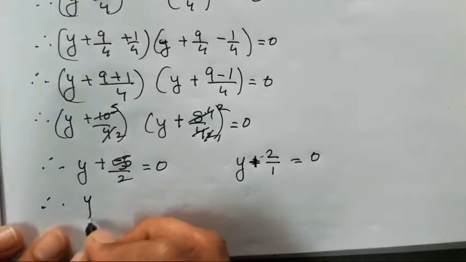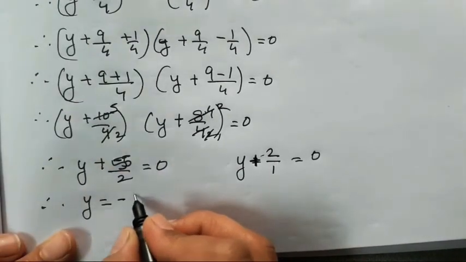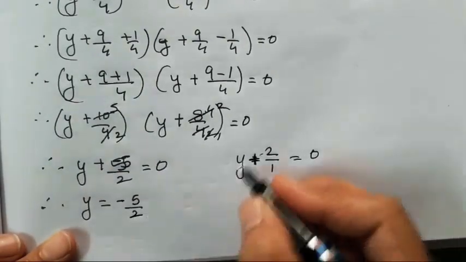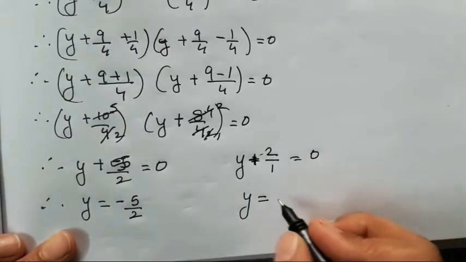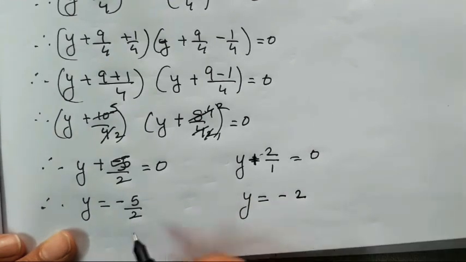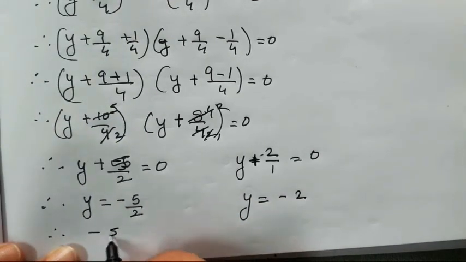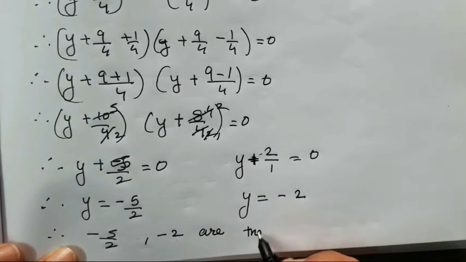So therefore y is equal to, side change, so this will become minus 5 upon 2, and this also side will change. Now one value is not going to be counted, so plus will change to minus. So this is your answer, that is minus 5 upon 2 and minus 2 are the roots.